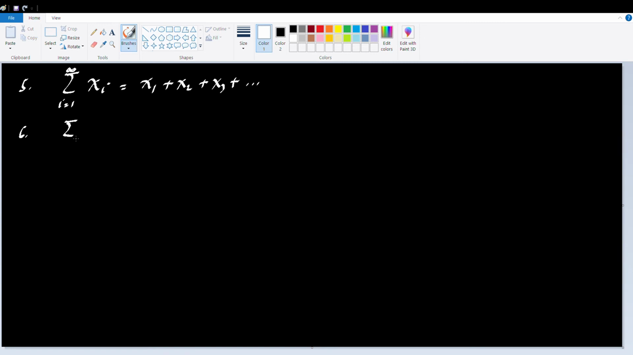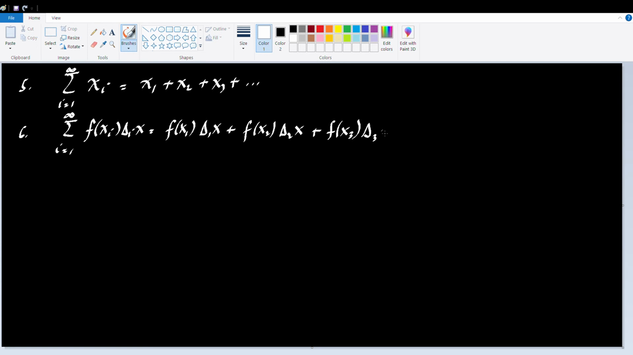Similarly, if we have the summation of f of x sub i delta sub i x, i from 1 to infinity, in the expanded form it will become f of x sub 1 delta sub 1 x plus f of x sub 2 delta sub 2 x plus f of x sub 3 delta sub 3 x plus, and so on and so forth. Okay?